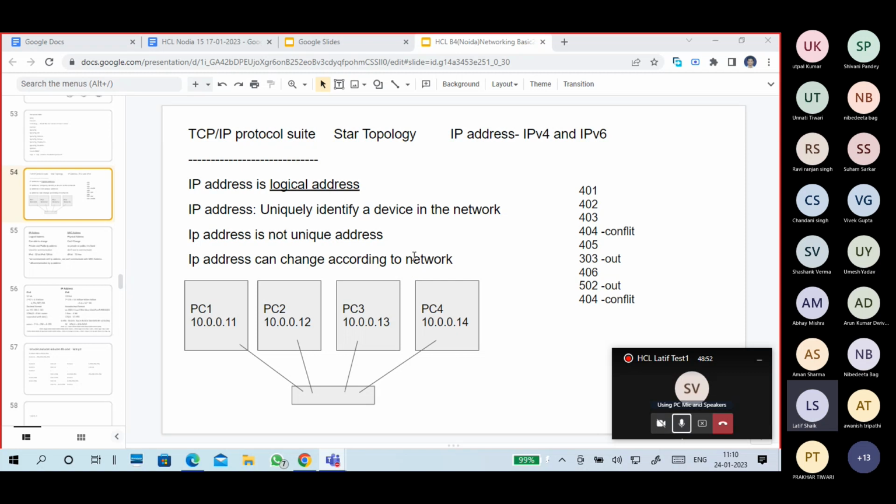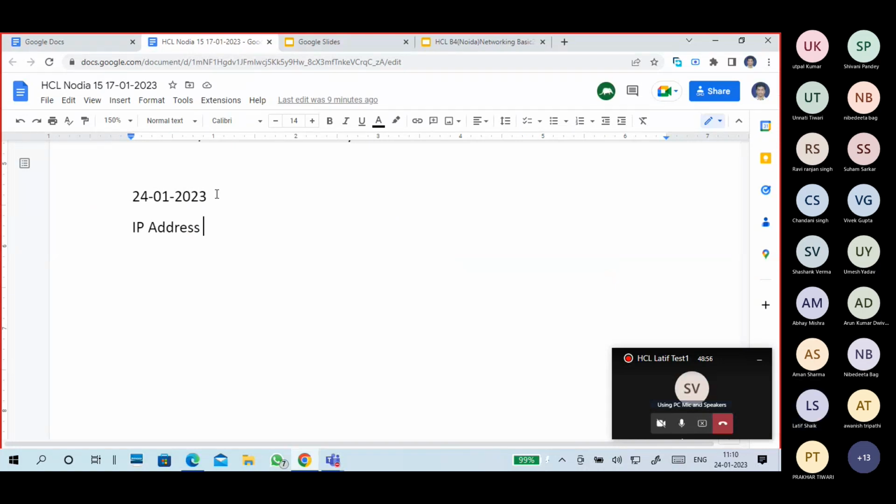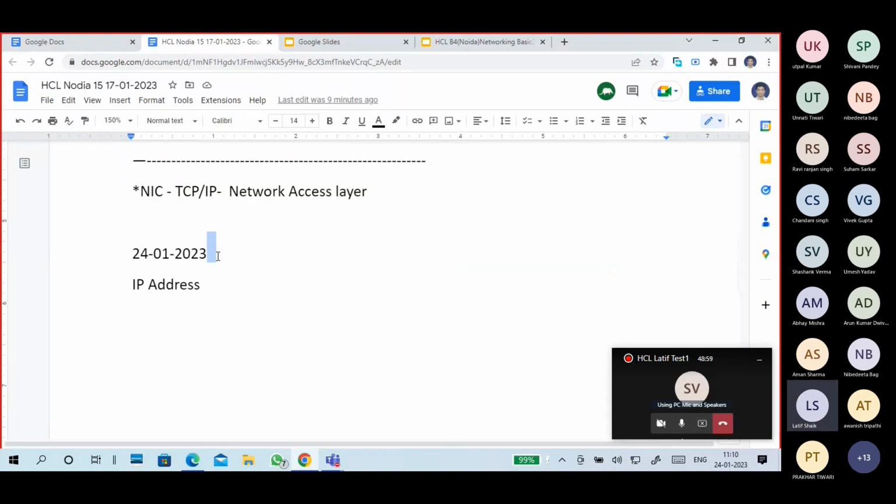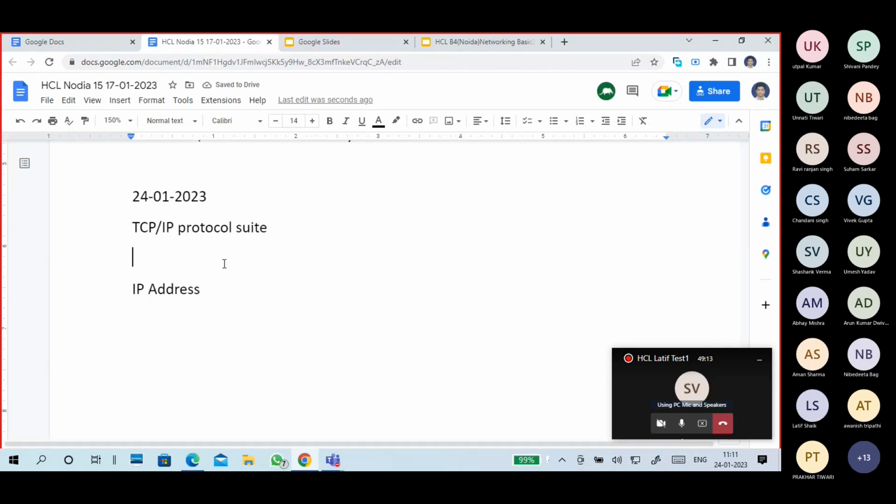Okay, sorry guys. Generally, we always use the TCP/IP protocol suite. We are all communicating with the TCP/IP protocol suite. The next one is, we are using IP addresses, not any other logical addressing. There are a lot of logical addresses, but we are using IP addresses.